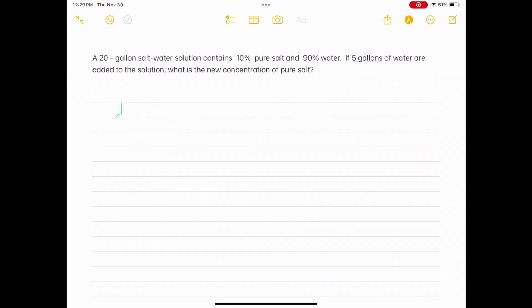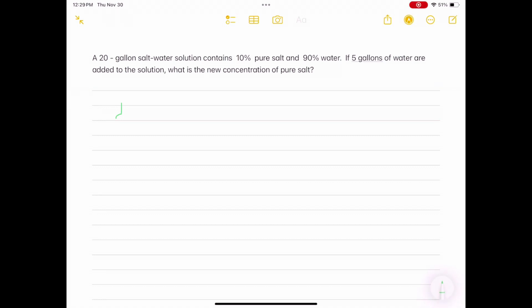A 20-gallon saltwater solution contains 10% pure salt and 90% water. If 5 gallons of water are added to the solution, what is the new concentration of pure salt?